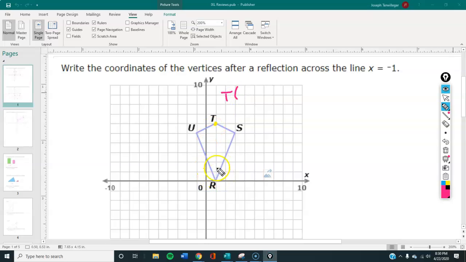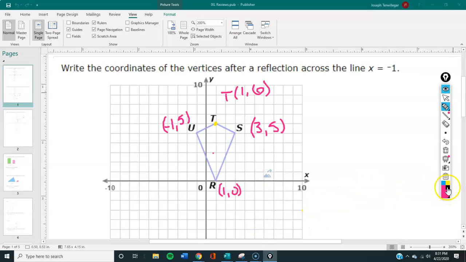So T is 1, 2, 3, 4, 5, 6. S is going to be 3, 5. R is 1, 0. And U is -1, 5, right? That's going to get in the way where I drew it, but that's fine. So we want to reflect it across the line x equals -1.